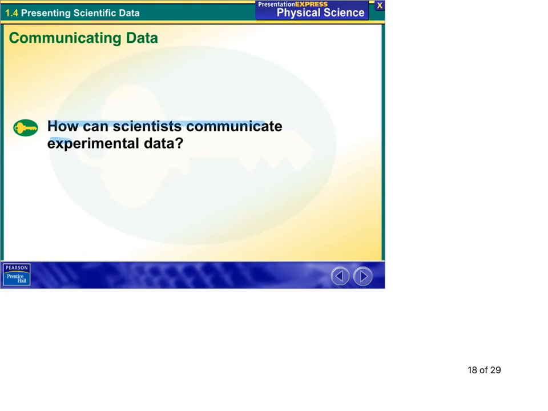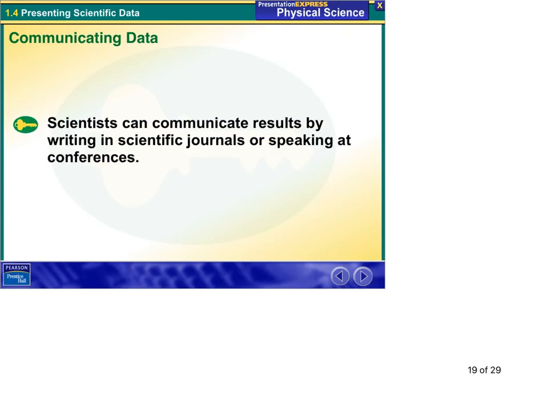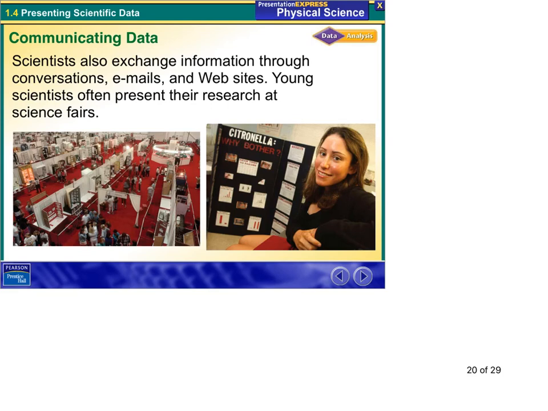Another key question, how can scientists communicate experimental data? Communicate results by writing in scientific journals, speaking at conferences, a couple of the big ways. Some of the other ways are just talking with various scientists, doing emails, making websites, and for young scientists, maybe a science fair.